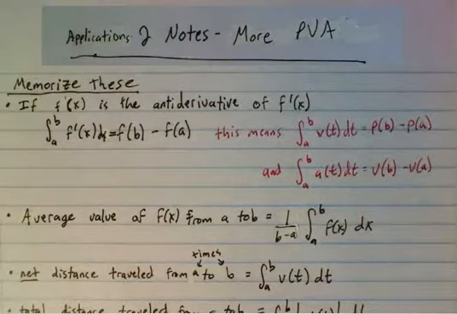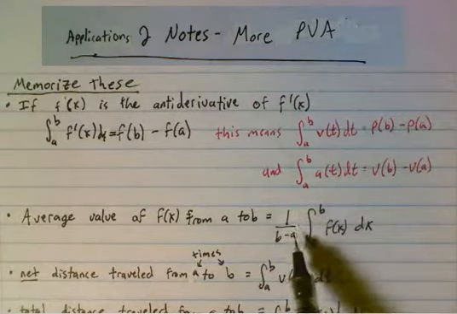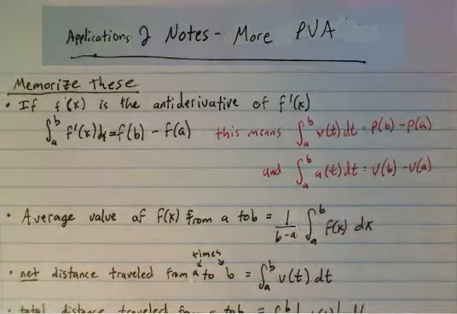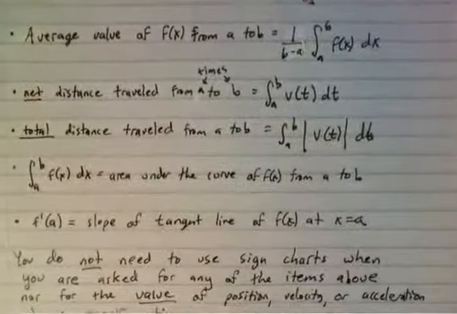We also know this one already. The average value of f of x from a to b is the integral of f of x from a to b, and then times 1 over b minus a. A couple of new ones.